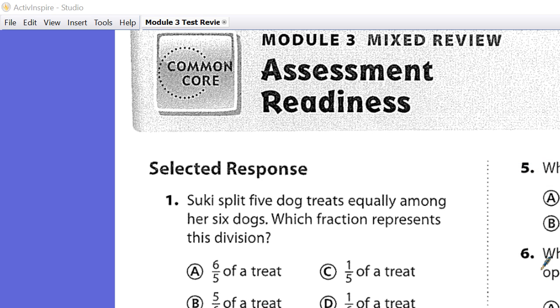This is Test Review Video 5. We're on the very back side of the packet. It's the multiple choice. The title of the page is Module 3 Mixed Review, Assessment Readiness, and as a reminder, this is page 66 out of your book if you want to follow along there.